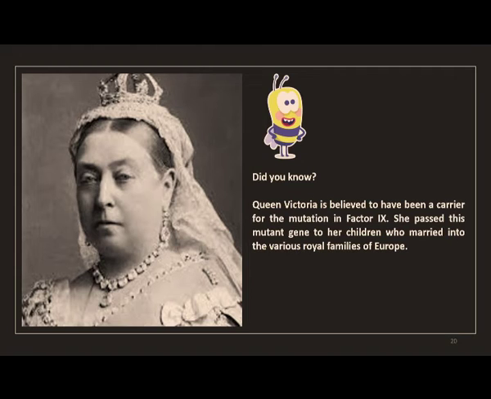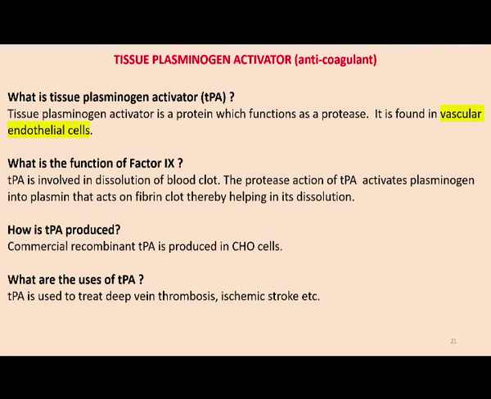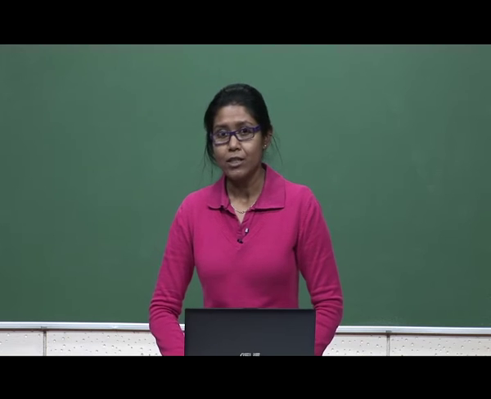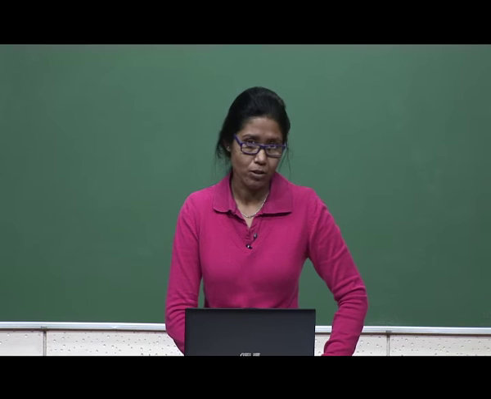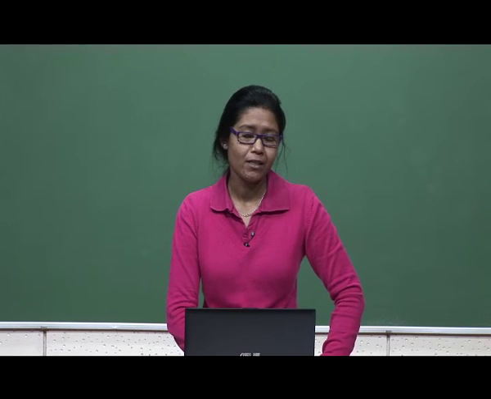And Queen Victoria is supposed to be the first person who had this mutation, and her children and grandchildren transmitted this mutation through the various royal families of Europe, and therefore this hemophilia is also called the royal disease. Alright, so when there is a cut, you need a blood clot to prevent bleeding.